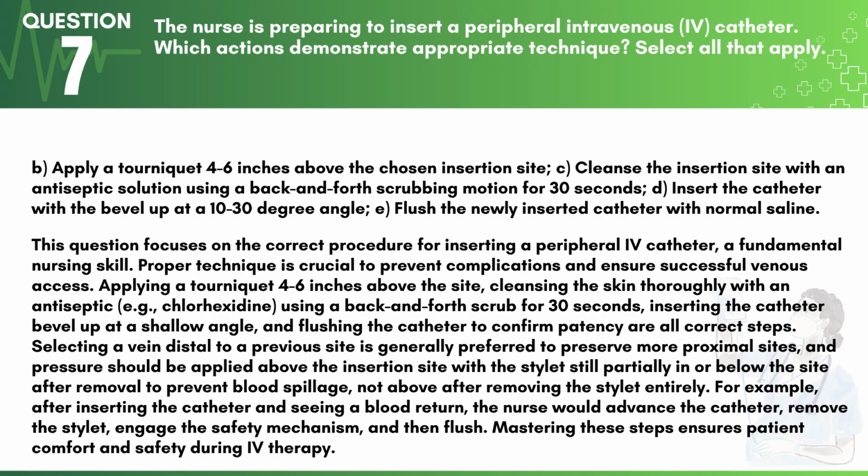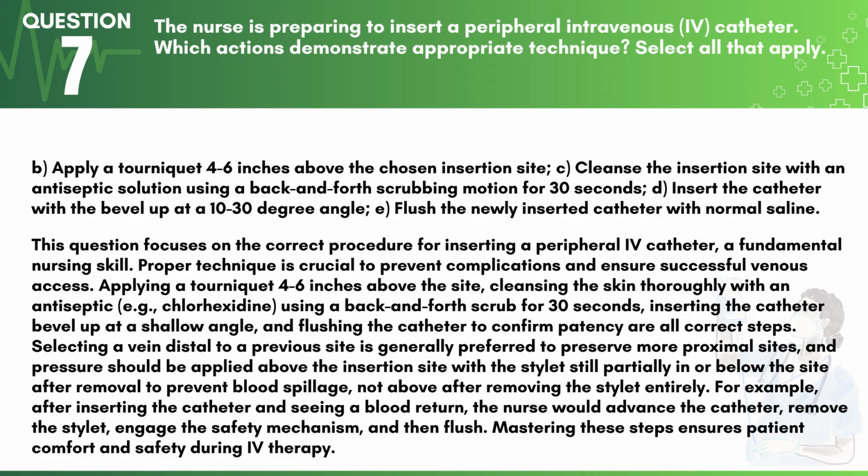Answer: apply a tourniquet 4 to 6 inches above the chosen insertion site. Cleanse the insertion site with an antiseptic solution using a back and forth scrubbing motion for 30 seconds. Insert the catheter with the bevel up at a 10 to 30 degree angle. Flush the newly inserted catheter with normal saline. This question focuses on the correct procedure for inserting a peripheral IV catheter, a fundamental nursing skill.